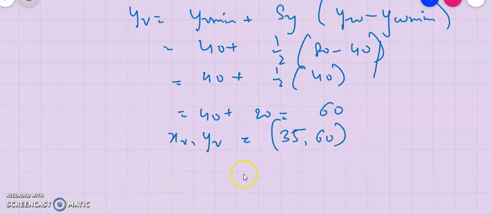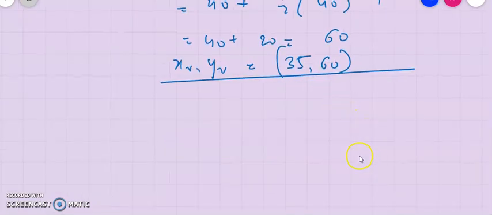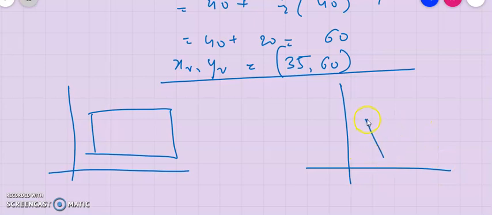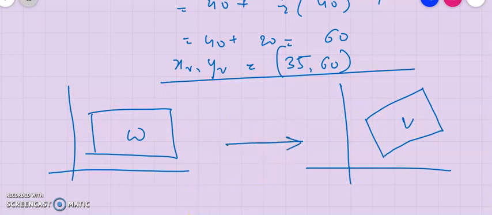So this is how I perform a window to viewport transformation, right? In our next session, we will see one more problem related to window to viewport transformation. We will be solving a problem where a rectangular window is given to us and I want to convert it to a tilted viewport. So this is the window and this is the viewport. In the next session we'll see how to solve this. So stay tuned.